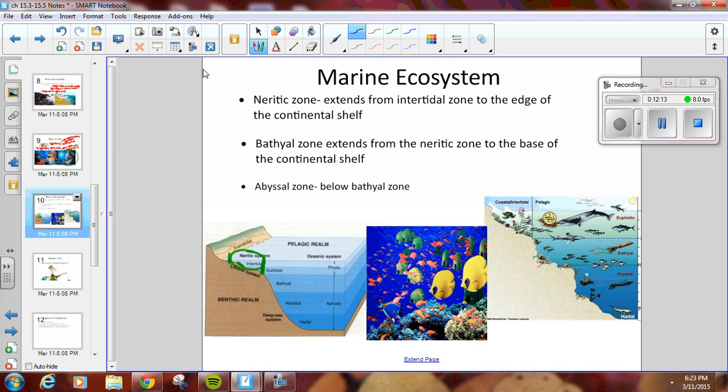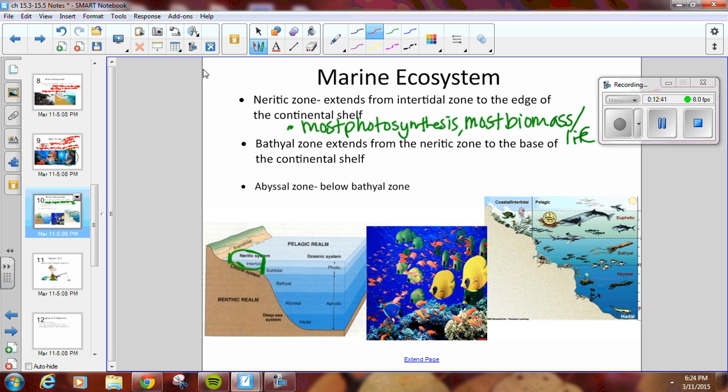And so with the neritic, this one's going to be where the majority of photosynthesis is. So this is going to be where the most biomass is, or the most life. This is the most populated area in the ocean. So you're going to get coral reefs here and all the different organisms from that and those different things.